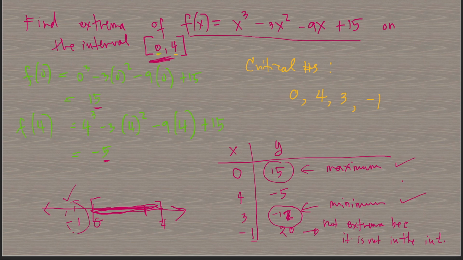Or, if you would like to say that in critical points, our maximum is indicated by (0, 15), and our minimum is (3, -12). Since the requirement is only to find the extrema, here the extrema are represented by a maximum and a minimum.